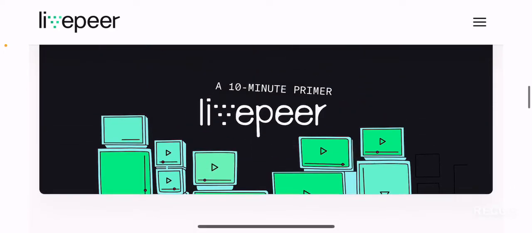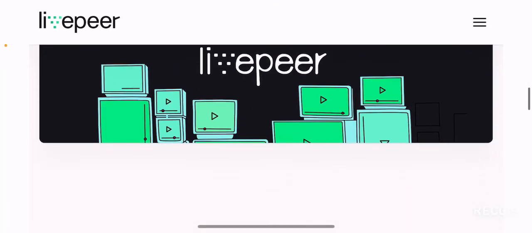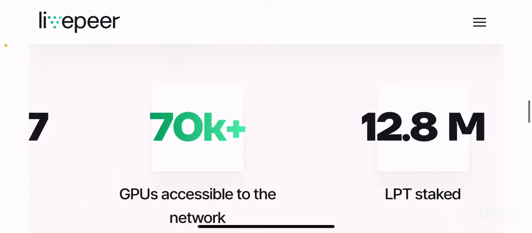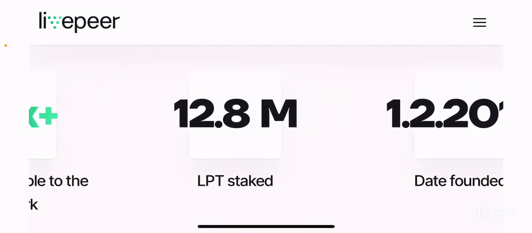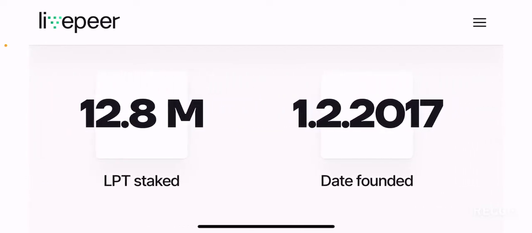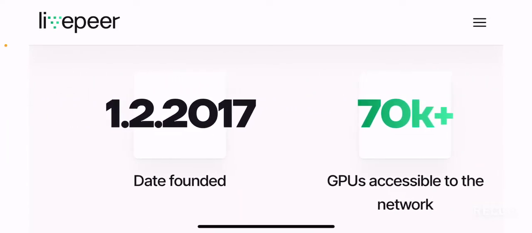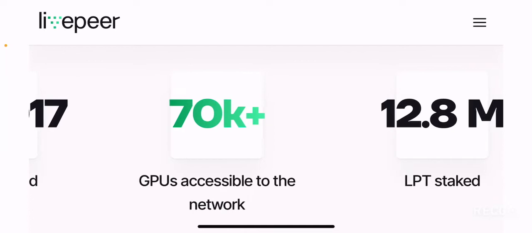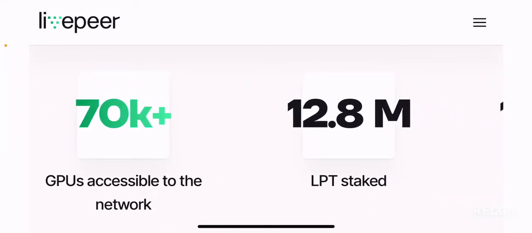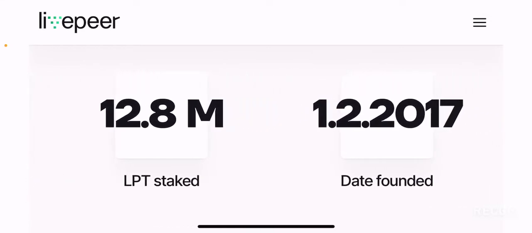You can also see information about how it works. They provide a very detailed explanation, but very simple to understand as well, in bite-sized pieces. You have 12.8 million LPT staked as of now, and you can clearly see that it was founded in early 2017, so it's been around for a while. So it's not a brand new project with copycats springing up left and right. It's a project that has stood the test of time since 2017, right? Pretty interesting information.